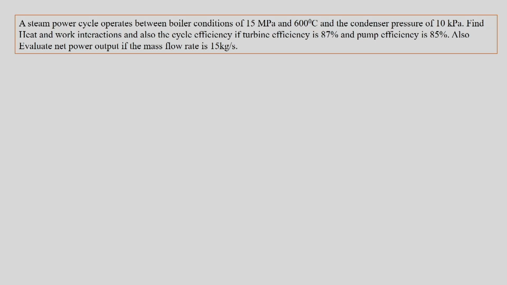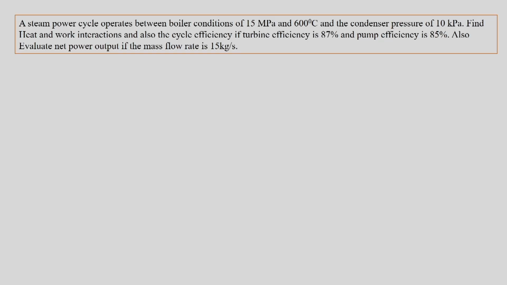We will move to the next example, and this example reads that there is a steam power cycle in which boiler conditions or turbine inlet conditions are given as 15 megapascal, 600 degrees Celsius and condenser pressure as 10 kPa. Find out heat and work interactions and also cycle efficiency if turbine efficiency is 87% and pump efficiency is 85%. Evaluate net power output if mass flow rate is 15 kg per second.